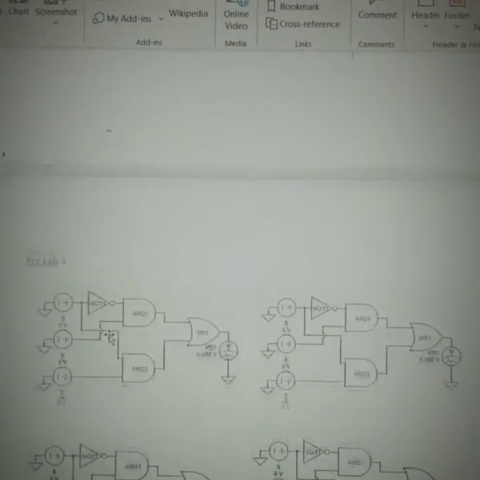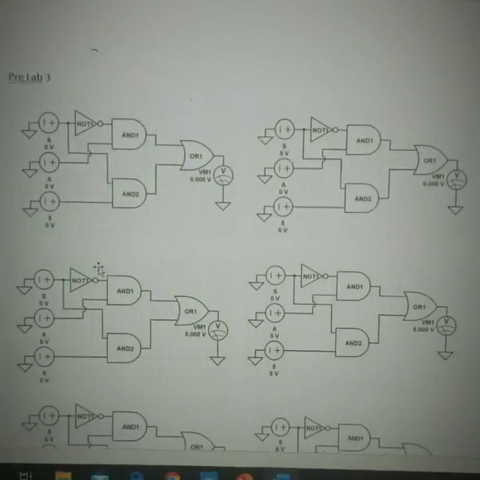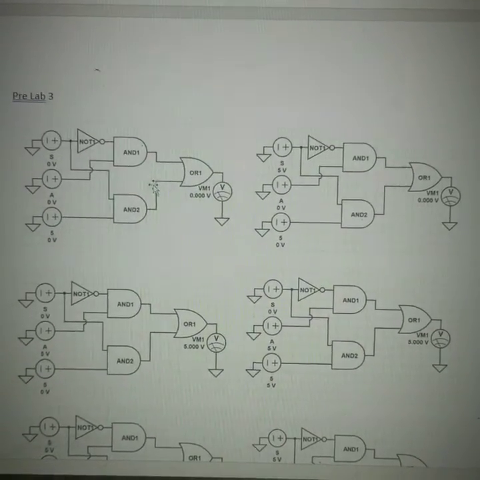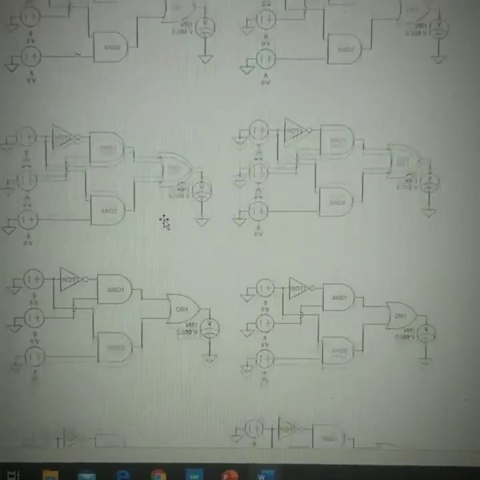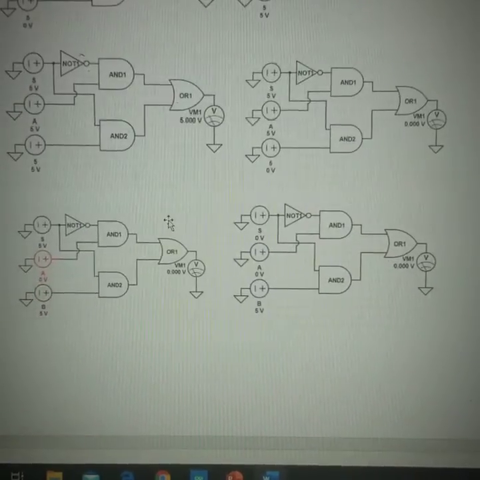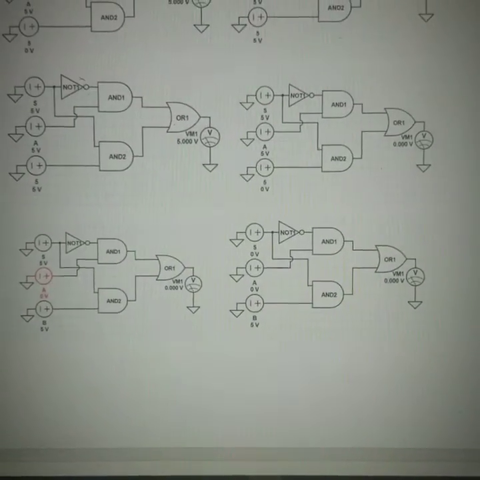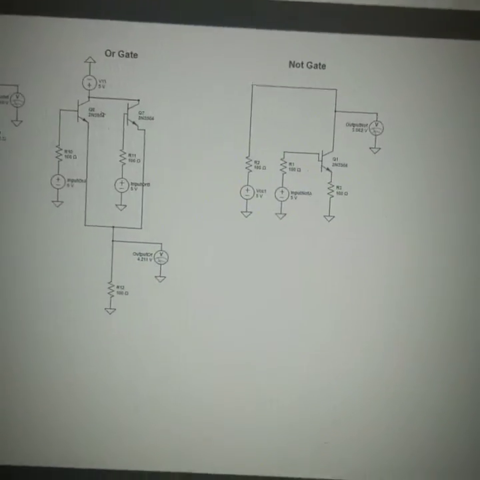I did the same thing with question 3 of the pre-lab, this time using, of course, NOT and OR gates. And again, I compiled all of those into one Word document. Again, you can pause and slow down to see what I actually did.